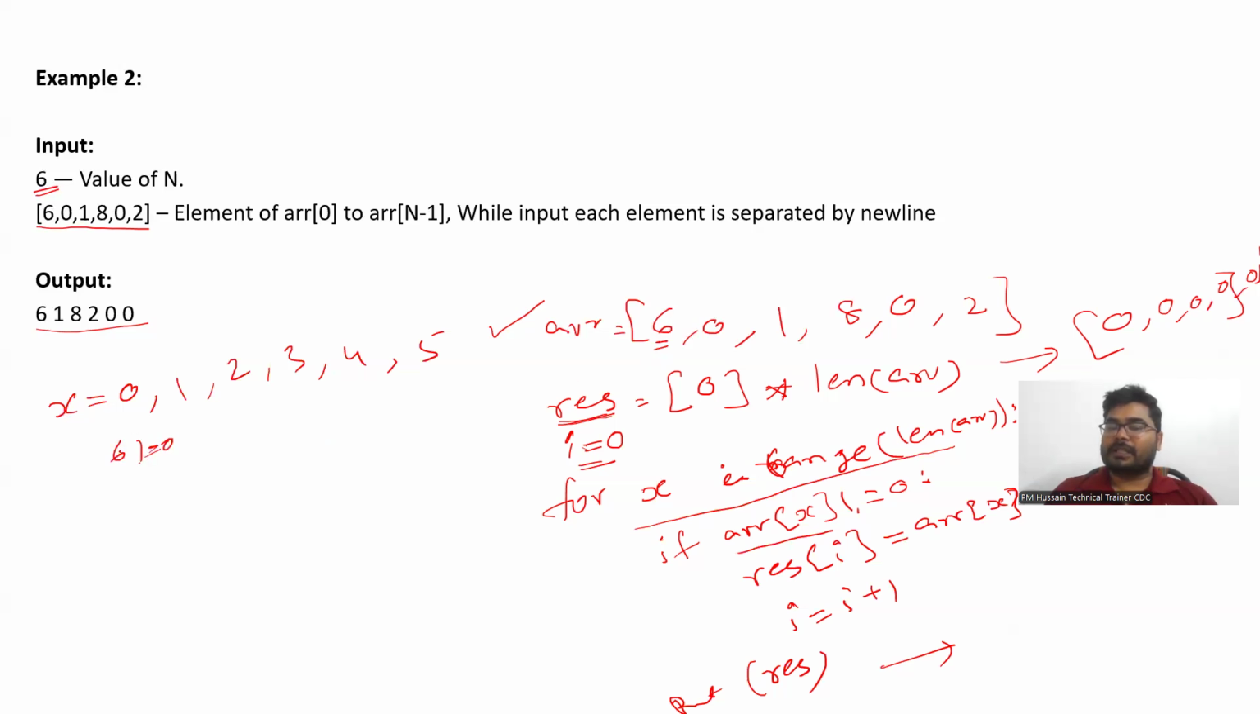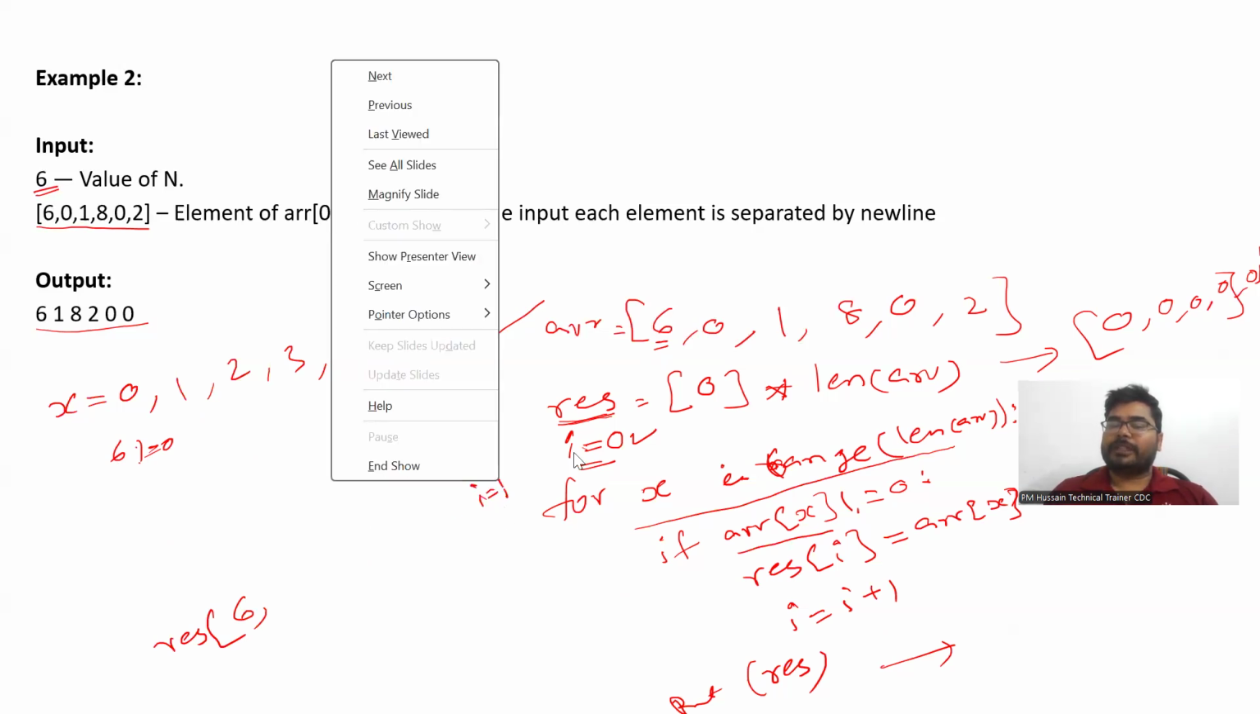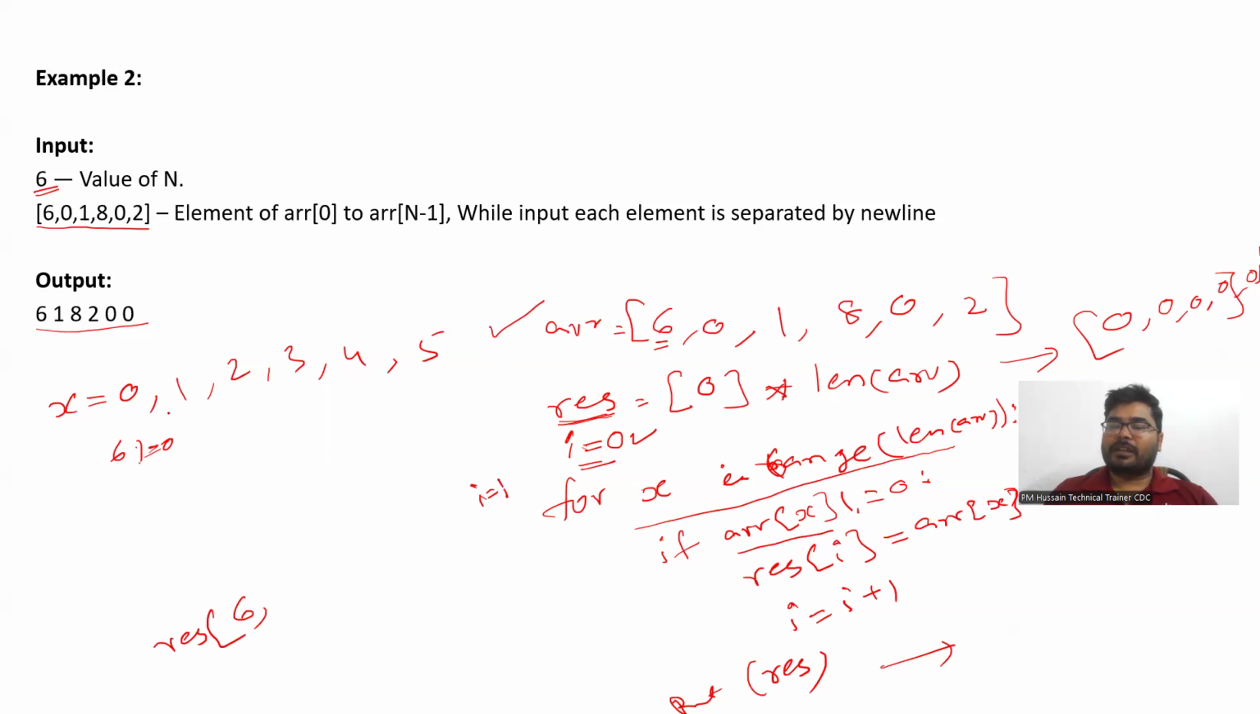It will check: yes, it is not equal to 0. So it will be appending to the resultant array at index 0. I is initially 0, right? So at index 0 it will add 6. Next it will increment the i value to 1. So it will go to the next iteration. In the next iteration i is equal to 1.